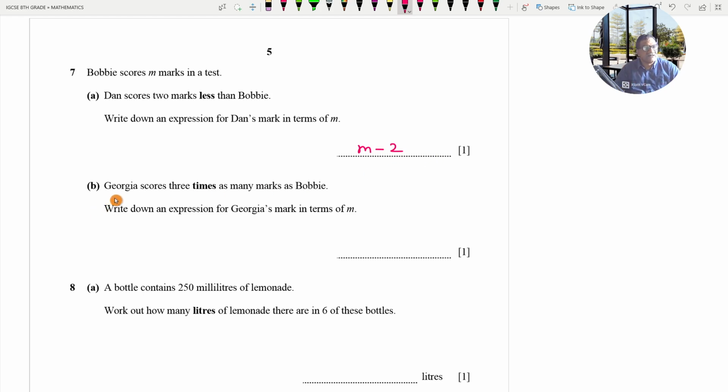Part B. Georgia scores 3 times as many marks as Bobby. Now, Bobby scored how many marks? M. Bobby scored M marks, right? So 3 times means you have to write 3M. 3 times M, or 3M you can write. So that was question number 7.